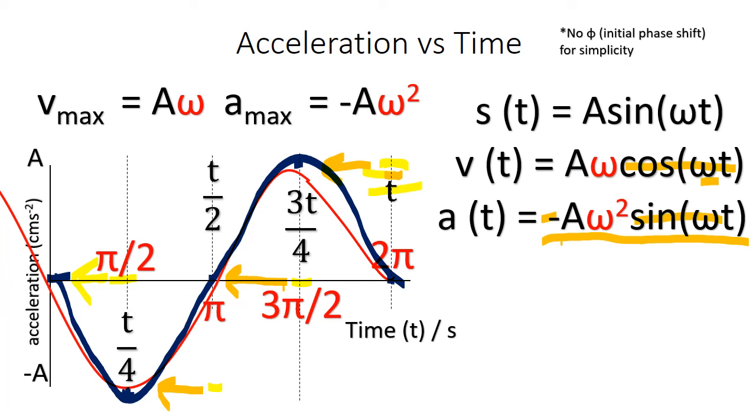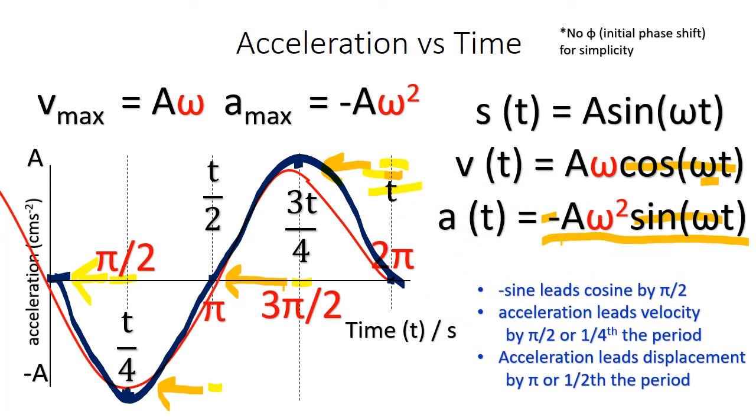When we have maximum acceleration, sine equals 1, so that's a sine of 90 degrees or sine pi over 2. Maximum acceleration is equal to negative amplitude times omega squared. Again, this is for topic 9, but it's still helpful for SL physics, especially if you're reviewing derivatives. Negative sine leads cosine by pi over 2. Acceleration leads velocity by pi over 2, or 1/4 the period. And acceleration leads displacement by a full pi, or 1/2 the period. We'll see this summarized on the next slide.